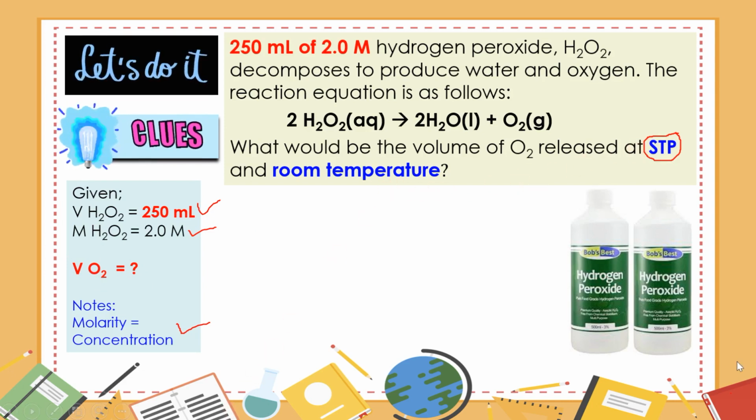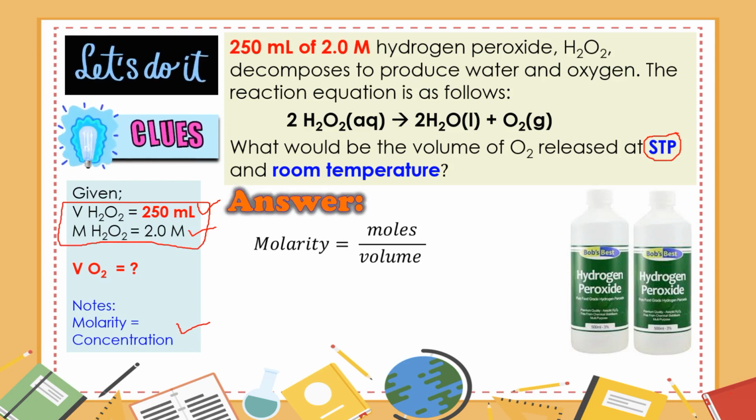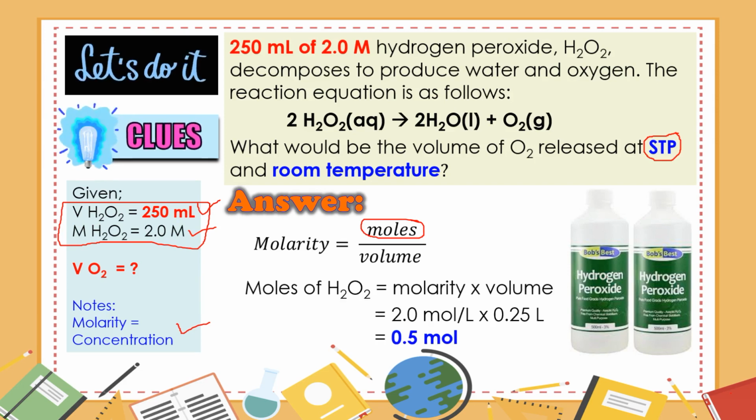From the data given, we can use this information to calculate the number of mole, because the formula of molarity is equal to moles over volume. So we can find out the number of mole of peroxide. Next, you can substitute all the values. Molar refers to mole per liter, therefore you must convert the volume from ml to liter so that we can cancel out the unit of liter. Therefore, the number of mole of peroxide is 0.5 mole.